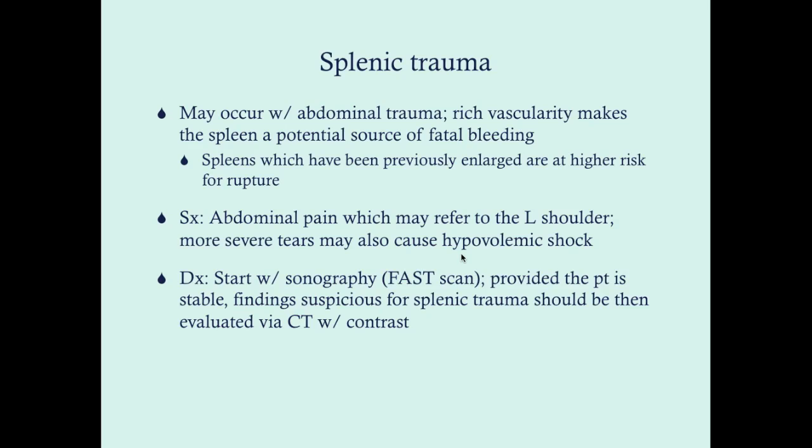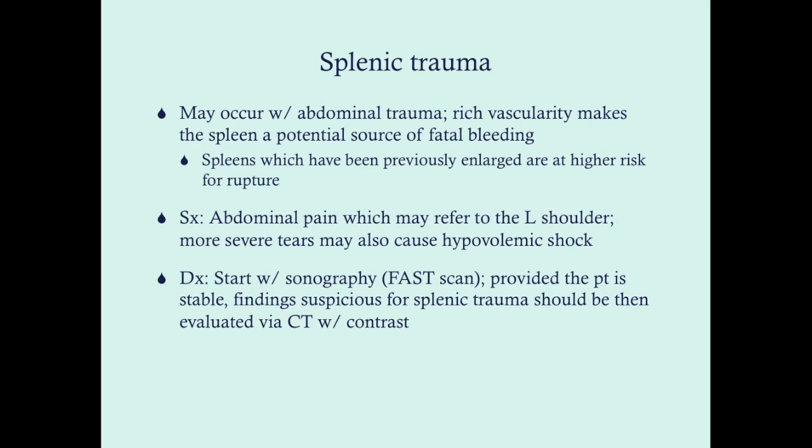Okay, splenic trauma. I talk about this in the trauma surgery section, but it's worth going over again. This may occur with abdominal trauma because the spleen has such a rich vascularity. It is a prime place for fatal bleeding. So if you have a rupture of the spleen, there are some things that you're going to pick out. First of all, abdominal pain.